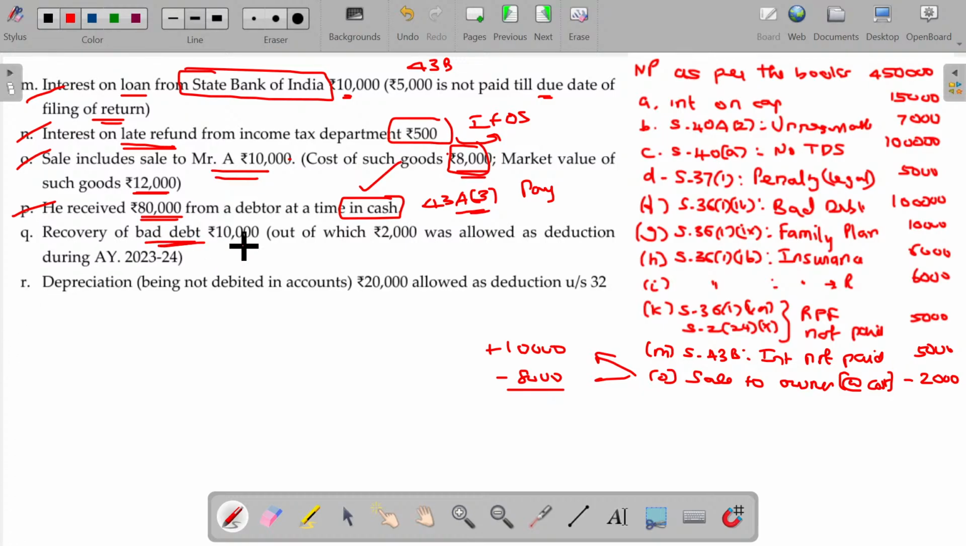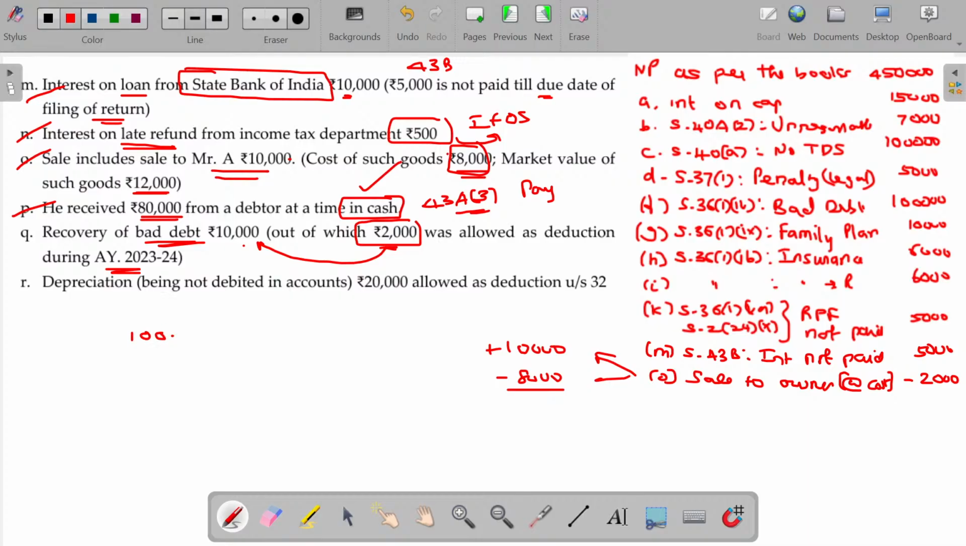Recovery of bad debt 10,000, out of which 2,000 was allowed as deduction during the previous year 23-24. Earlier year we claimed bad debt which is 2,000 rupees. Only out of that we recovered the remaining 10,000. Means we recovered 2,000 rupees. See, what does it mean?